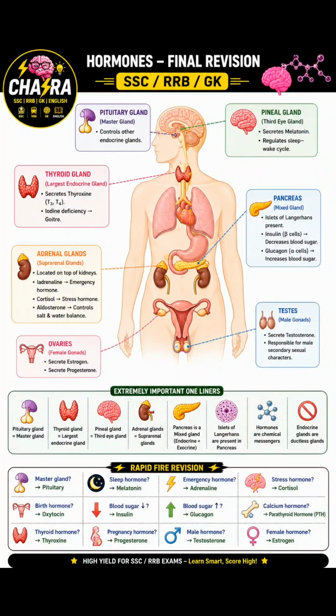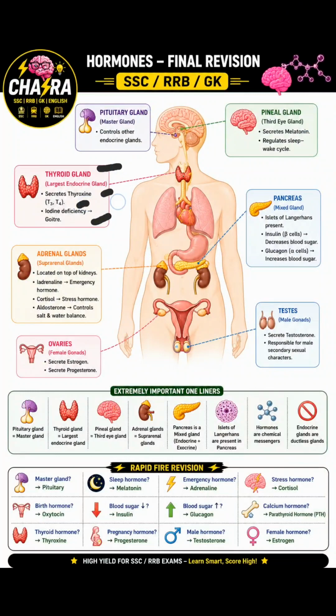Now coming to the thyroid gland, it is the largest endocrine gland. This thyroid gland has iodine. Deficiency of this iodine causes goiter. This gland secretes two types of hormones. Actually it's one hormone, but it has two variants, thyroxin T3 and thyroxin T4.